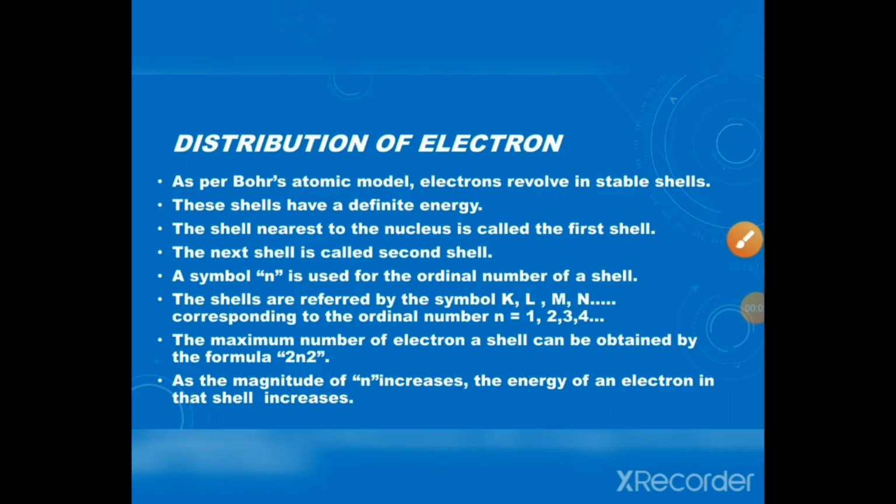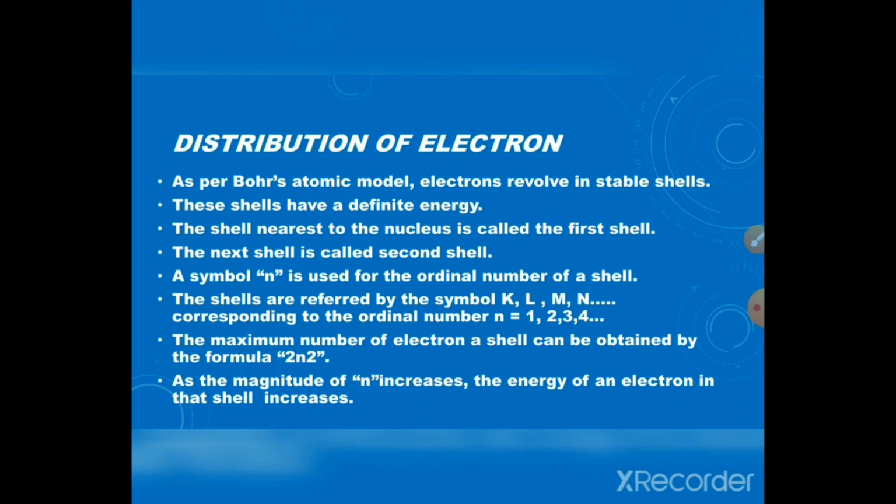Distribution of electrons. As per Bohr's atomic model, the electron revolves in stable shells. These shells have a definite energy. The shell nearest to the nucleus is called the first shell. The next shell is called the second shell. A symbol small n is used for the ordinal number of a shell. The shells are referred to by the symbols capital K, L, M, N, all capital, corresponding to the ordinal number, that is n = 1, 2, 3, 4 and so on.